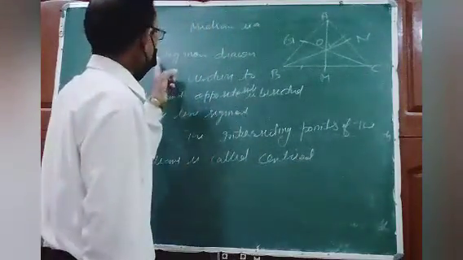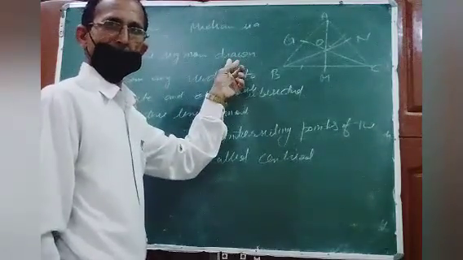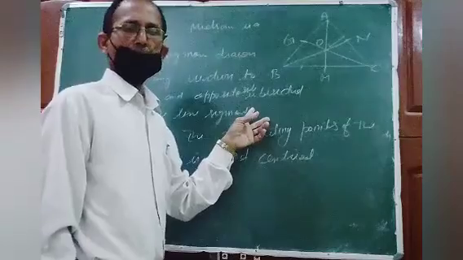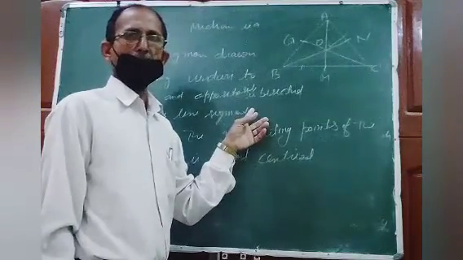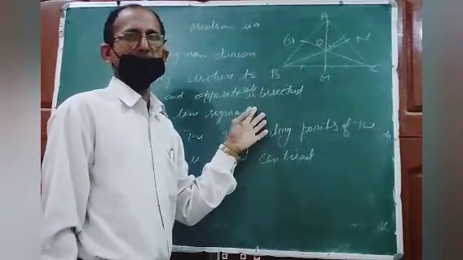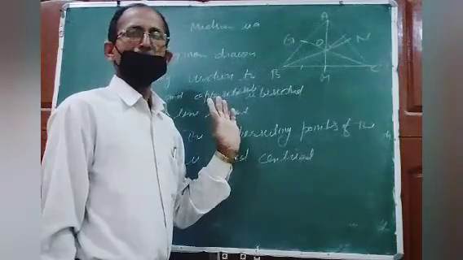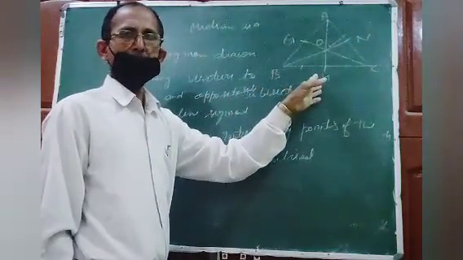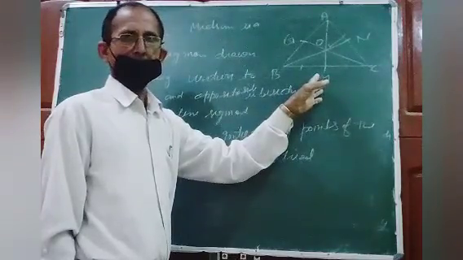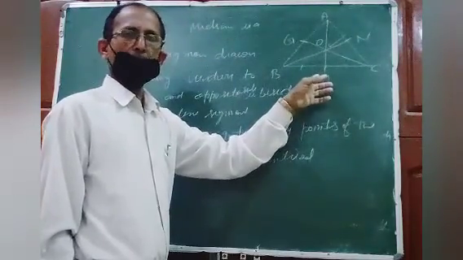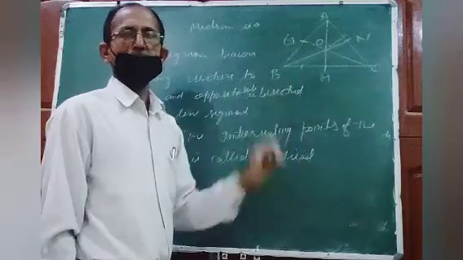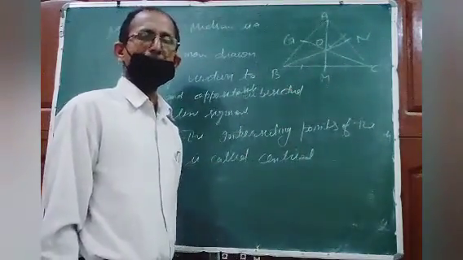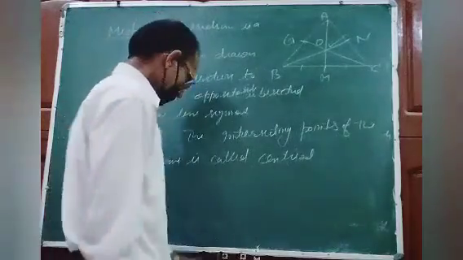Understood? So first I told you about medians. What are medians? The line segments drawn from any vertex to the opposite side, where the opposite side must be bisected, are called medians, or the distance between the midpoint of the opposite side and the vertex is called a median. Where the medians intersect is called the centroid. Next is altitude.